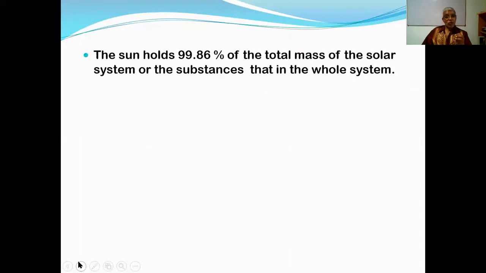The sun keeps 99.86% of the total mass of the solar system. The largest item in our solar system is the sun. It keeps 99.86% of the total mass of the solar system. Then you can imagine the level of other planets and other items in the solar system. We have only this small amount. The biggest part is kept by the sun.